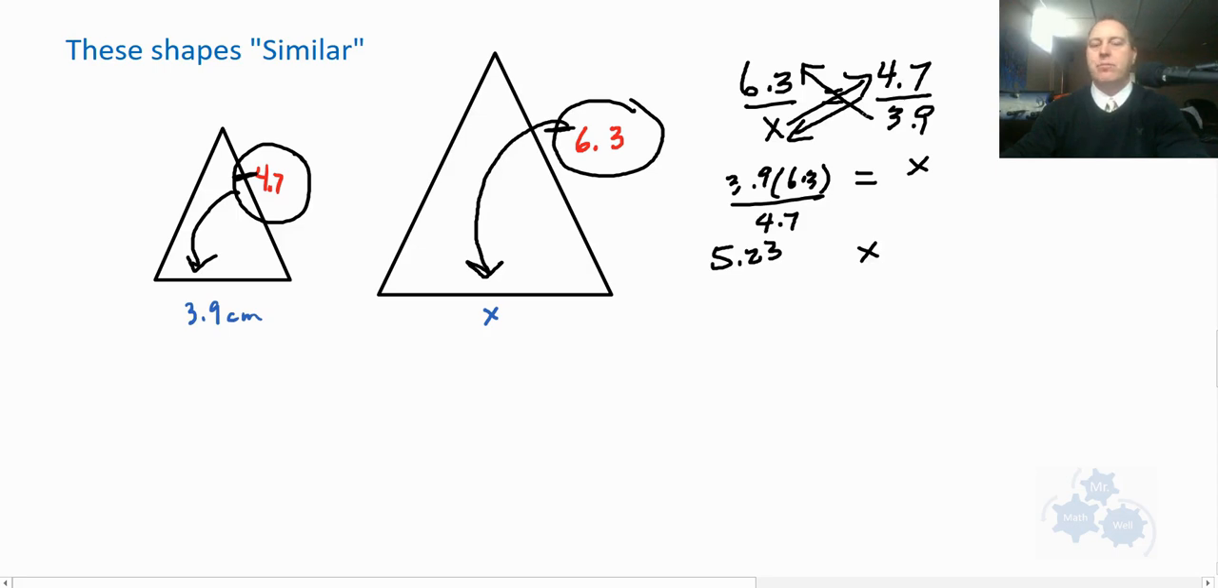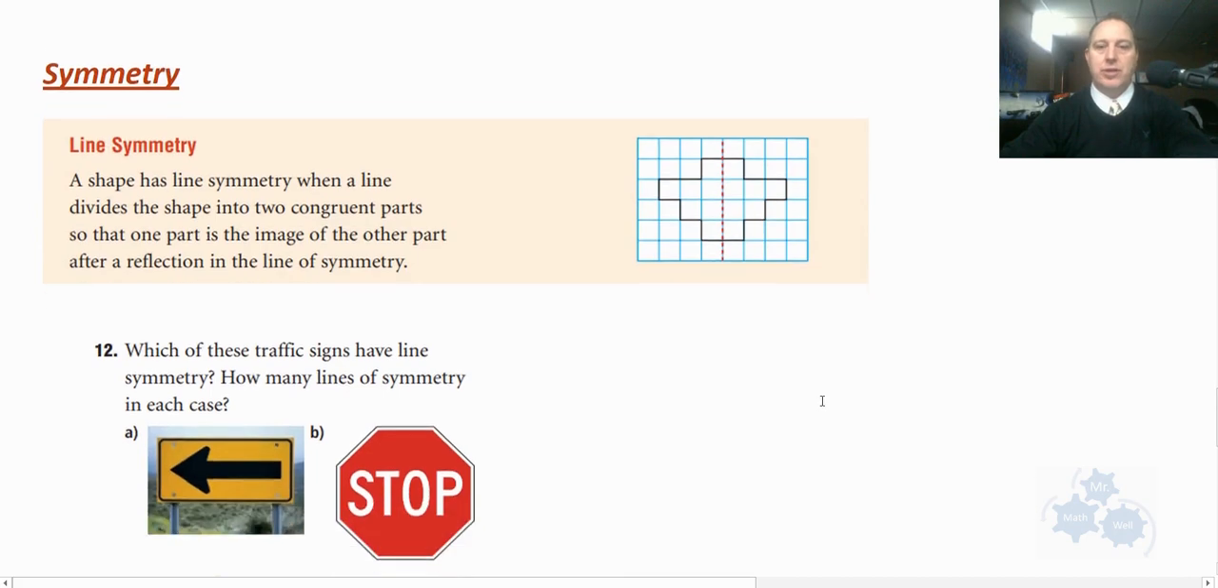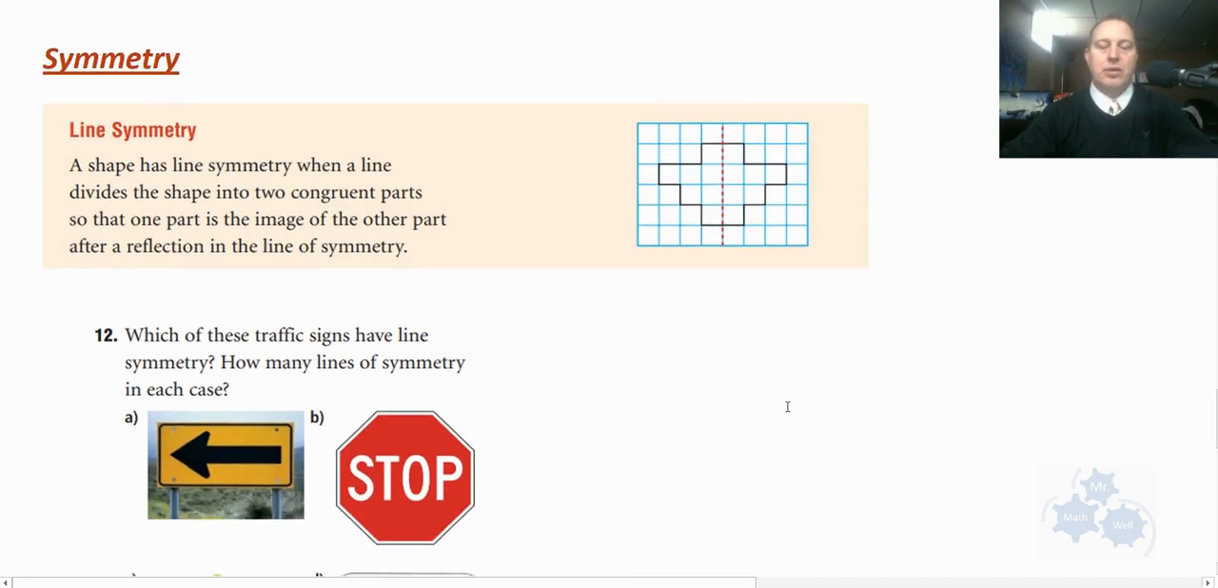Okay. All right. So let's get into the next part here, which is symmetry. Okay, chapter 7 also deals with symmetry. Now there's two main types of symmetry. That's line symmetry and rotational. Line symmetry is pretty easy.